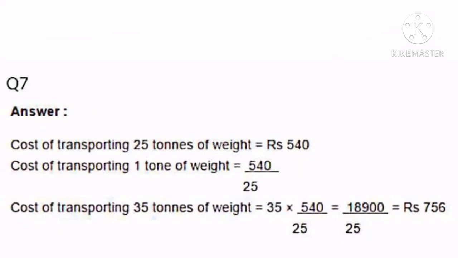Question number 7 is, a transport company charges rupees 540 to carry 25 tons of weight. What will it charge to carry 35 tons? So cost of transporting 25 tons of weight is 540. So cost of transporting 1 ton is 540 by 25. Therefore, cost of transporting 35 tons of weight is 35 into 540 by 25, that is rupees 756.